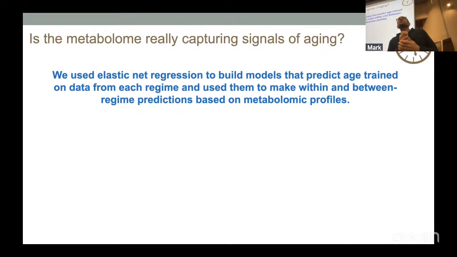So our approach was to essentially make 2 big clocks, right? We made a clock training on the A-type data and then a clock training on the C-type data. And then we have predictions about the between-regime predictions, right? So the idea is if the metabolome is capturing these signals of biological age, if you have the C-type clock, it should see the A-type samples as being older than they really are. Similarly, if you have your A-type clock and you apply that to the C-type data, if this is all working out the way we think it is, those populations should now look younger than they really are, right?